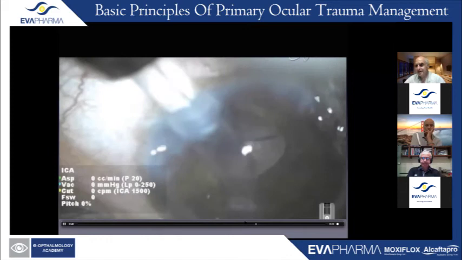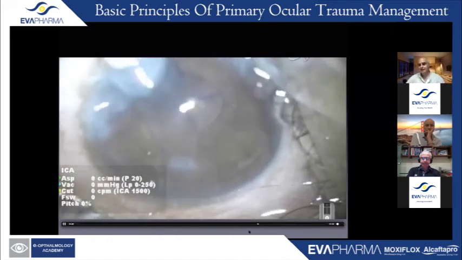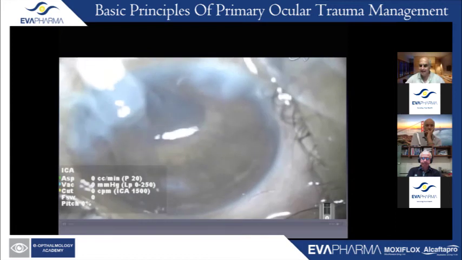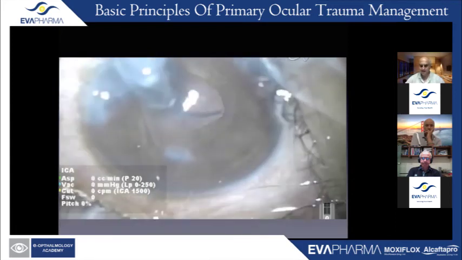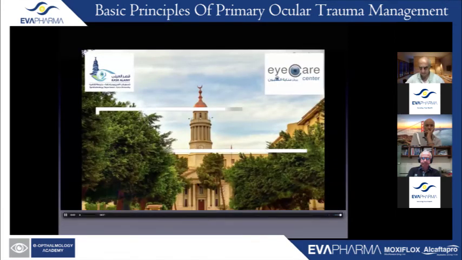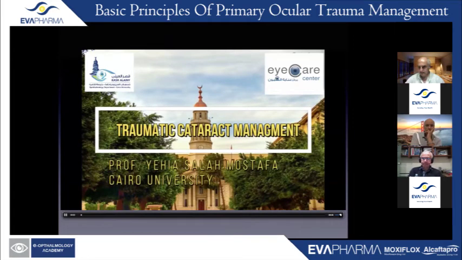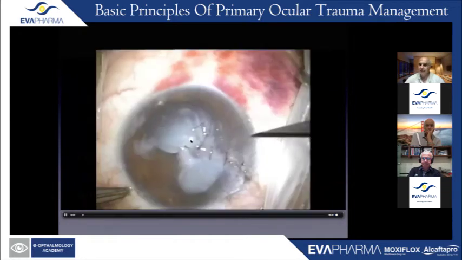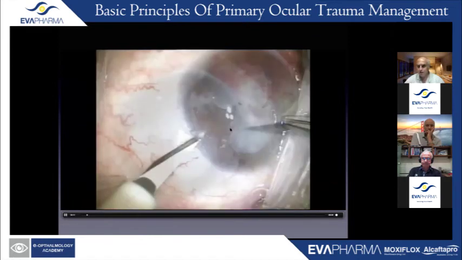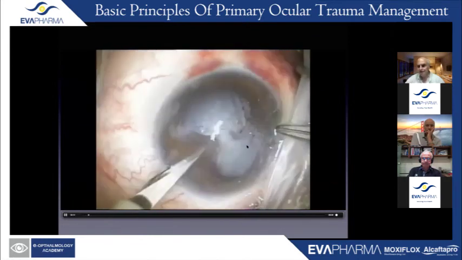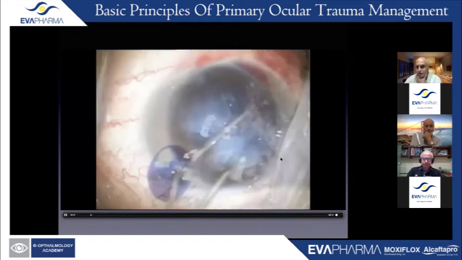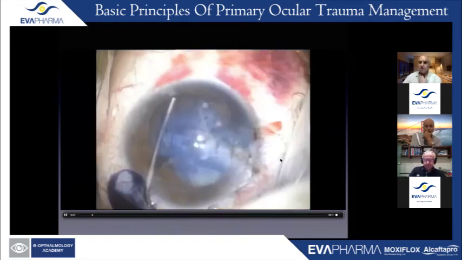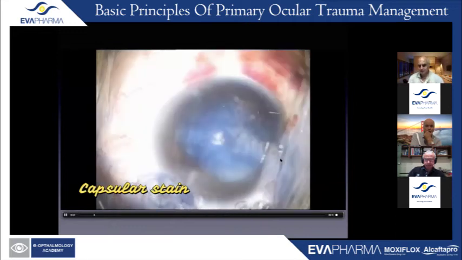And here the best option is a 3-piece lens, to assure that the lens is properly centered. This is a child, repair of trauma, 2 weeks post-operative: anterior capsule open, some cortex there, iris, posterior synechia, anterior synechia at the corneal wound. So you follow the rules.